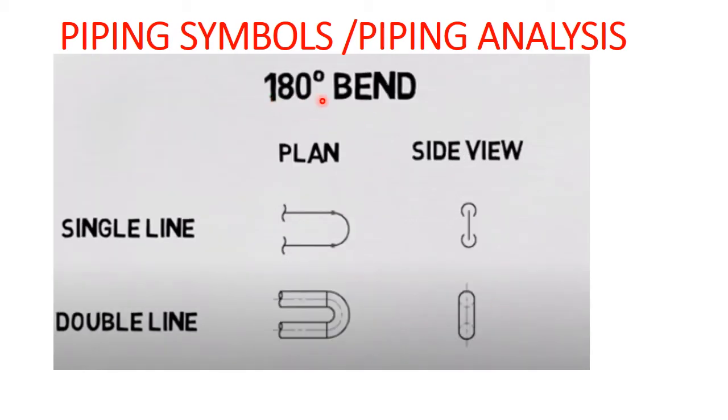Now for the 180-degree bend, the single line plane will be like this. You can see the side view. Now this will be for double line, and this is for single line.